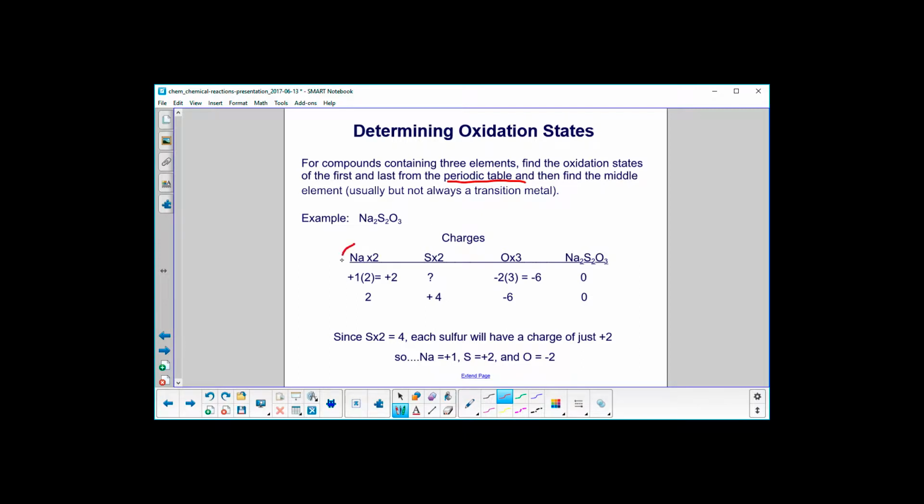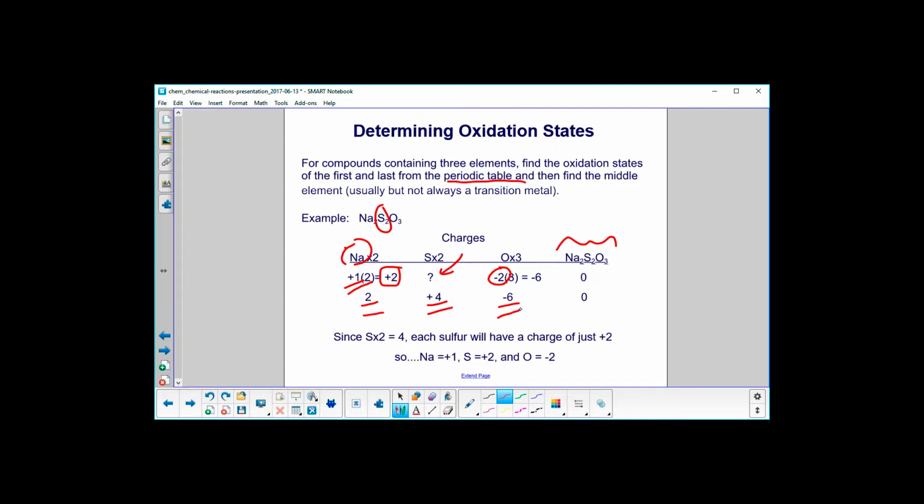Periodic table tells us that sodium has an oxidation of +1. There are 2 sodiums, so we have +2. Sulfur, that's the middle element, that's the one we're trying to find. Oxygen, off the periodic table, oxidation state of -2. You have 3 of them for a total of -6, and the compound here is neutral. So we do the little multiplication. We have 2 plus 4 minus 6.